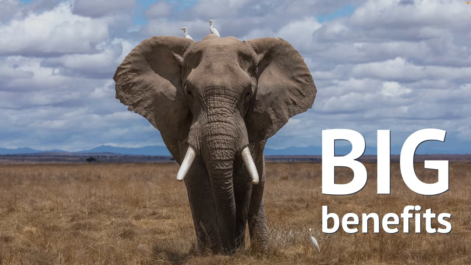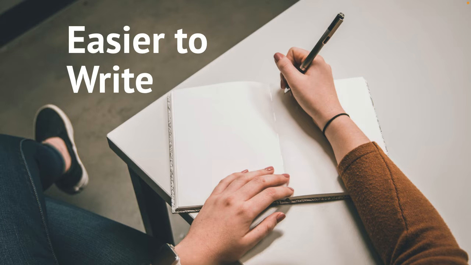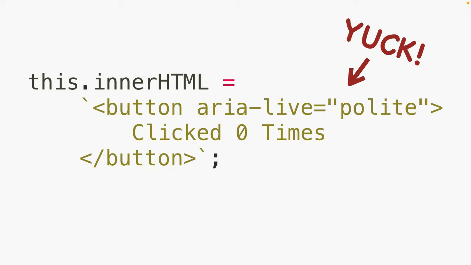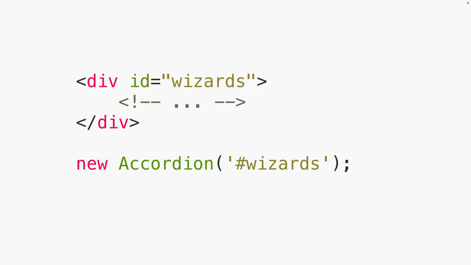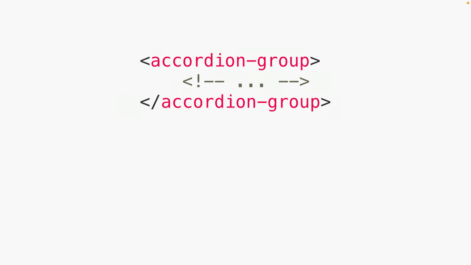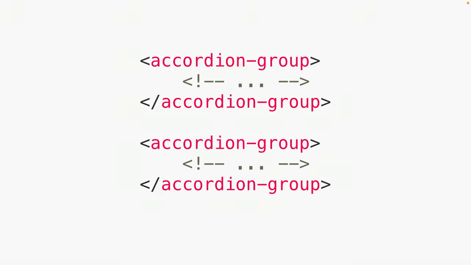But web components bring a lot of huge benefits that make building interactive UI a lot easier. For example, web components are much easier to write. You get to write your HTML as HTML rather than HTML in JavaScript. And rather than having to create unique selectors that you pass into a constructor method, you define your web component once, and then you wrap your HTML in your custom element. You can even have multiple versions of it on a page. Each one is going to automatically instantiate as its own unique instance.